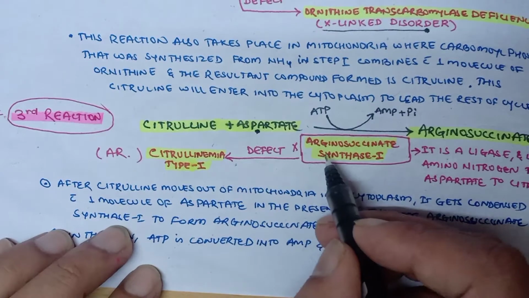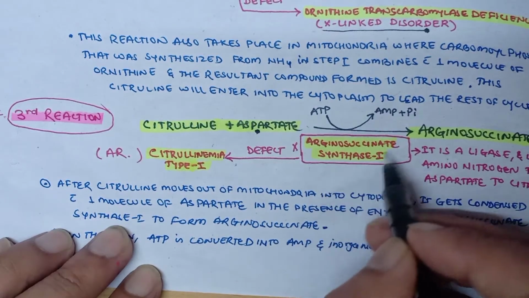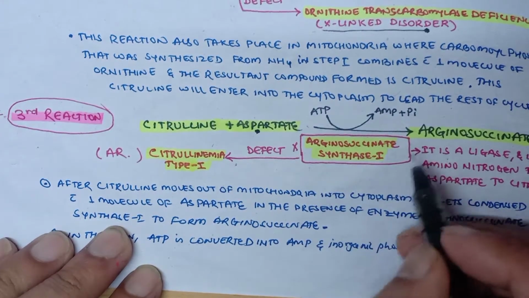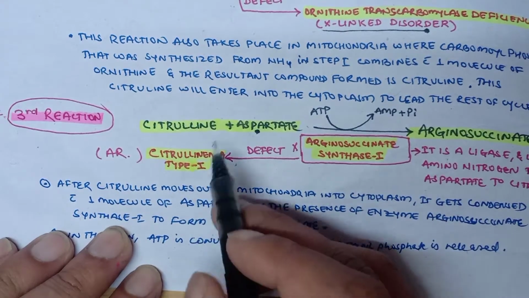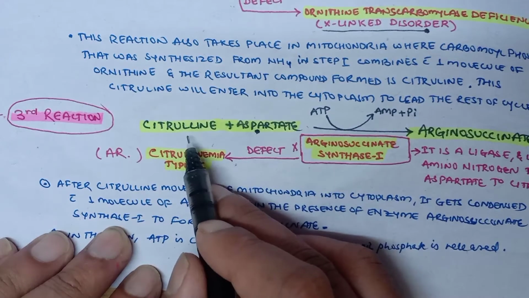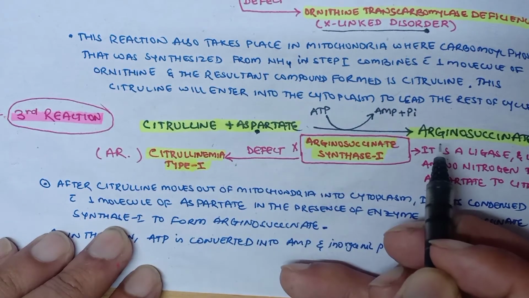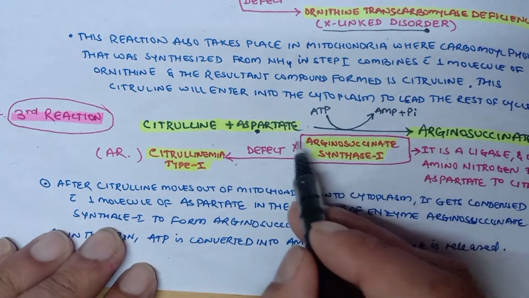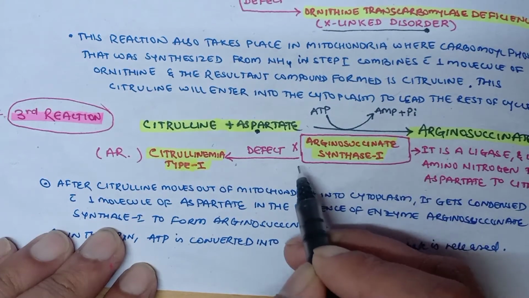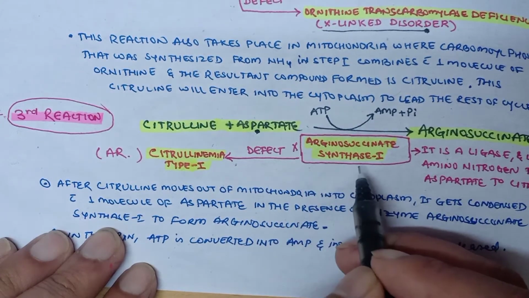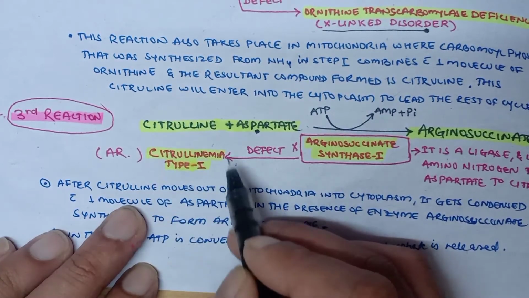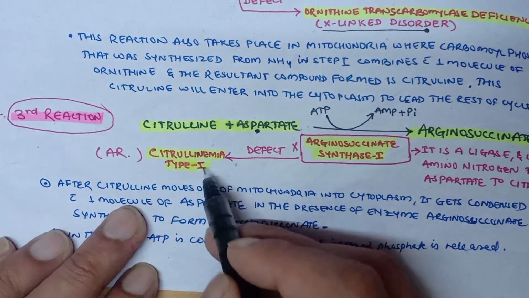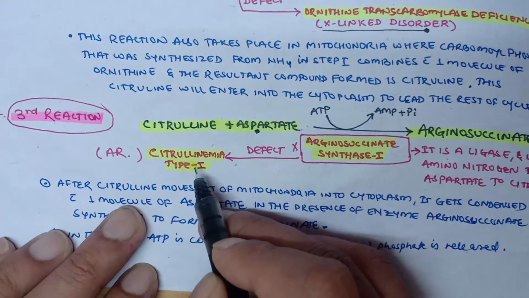The property of argininosuccinate synthetase type 1 is it is a ligase enzyme and it links amino nitrogen of aspartate to citrulline to form argininosuccinate. And when there is a defect in argininosuccinate synthase type 1 enzyme, then the condition is known as citrullinemia type 1 and it is an autosomal recessive disorder.